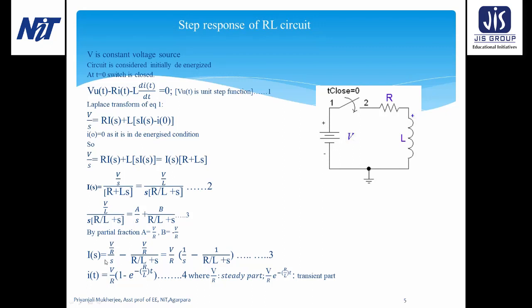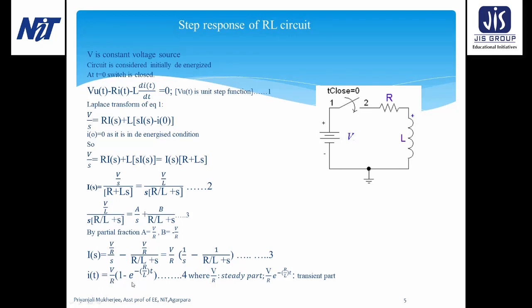By putting the values in this equation 3, we can write this I(s) equal to V by R by s minus V by R by (R by L plus s). Or it can be written as V by R into [1 by s minus 1 by (R by L plus s)]. So if we again take the inverse Laplace transform, the i(t) becomes V by R into (1 minus e to the power minus R by L into t).